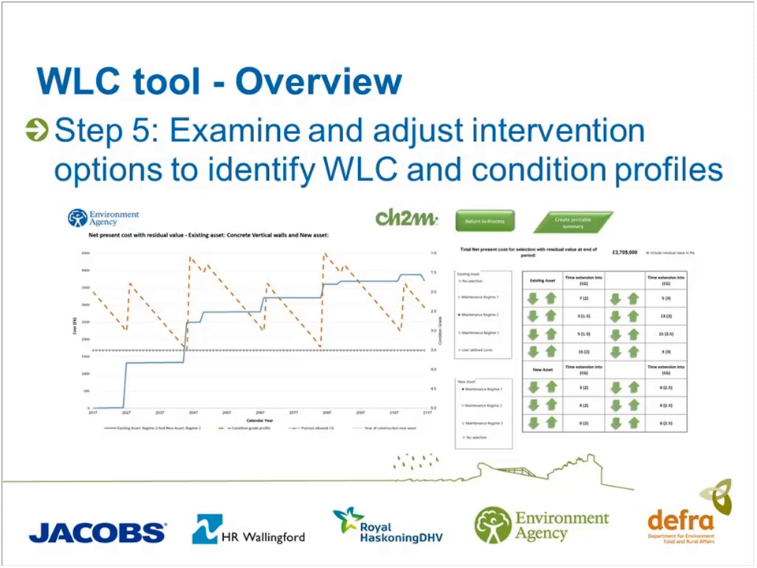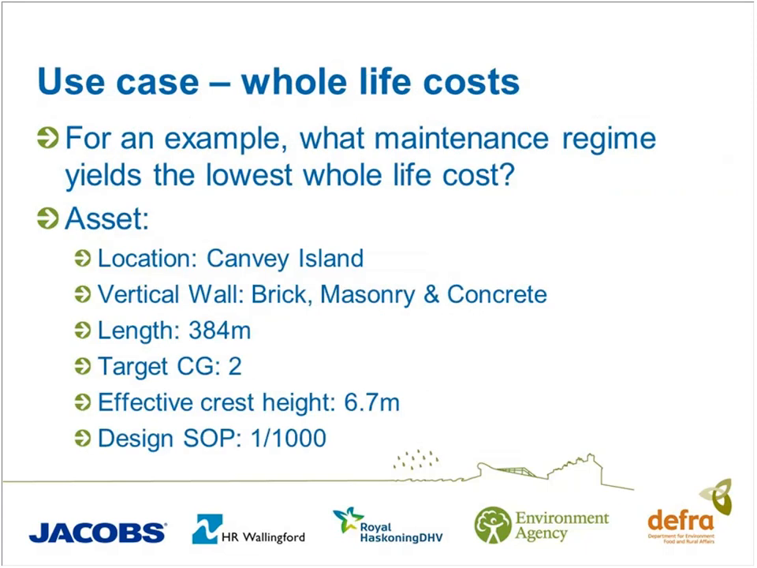Those costs are discounted, so we can see each time we're completing an activity, it's effectively looking to cost less as we're moving into the future. And there's a set of controls on the right that let us change the extent of those intervention activities and how much we're looking to spend over time.